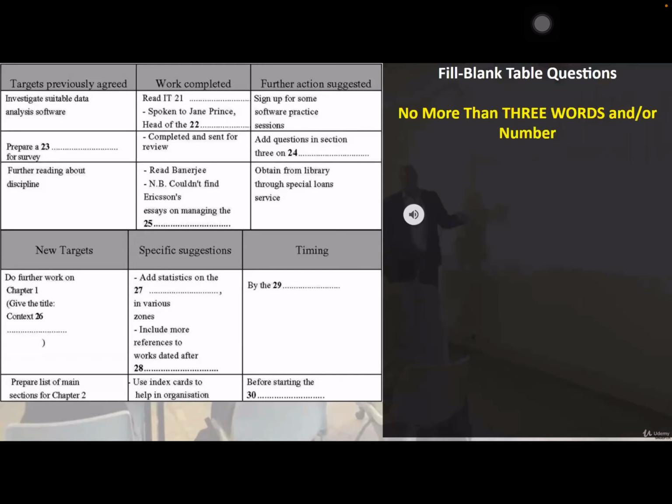Right. And my third target was do further reading on discipline. Oh, yes. I mentioned a couple of writers, didn't I? Yes, well, I got hold of the Banerjee, and I thought that was excellent, but I'm afraid I didn't manage to get hold of the essays about classroom management. You know, the ones by Simon Erickson. The bookshop said it was out of print, and the library doesn't have a copy. Oh, right. And I'm afraid I've lent my copy to another student. What I suggest you do is try the library again. This time apply for it through the service called Special Loans. Have you done that before? You're entitled to 6 books a year. Yes, no problem. That's what I'll do. So, lots of useful work done.